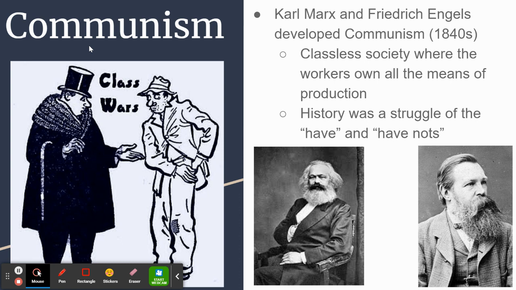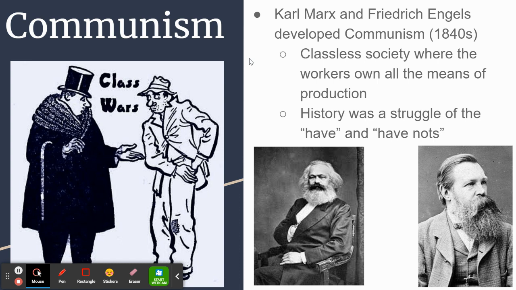They are the extremist. So these two guys down here, Karl Marx and Friedrich Engels, developed communism in the 1840s. Their whole goal is a classless society. They don't believe there should be any social classes. So there shouldn't be a working class, a middle class, and upper class. Everybody should just be a citizen of the country.